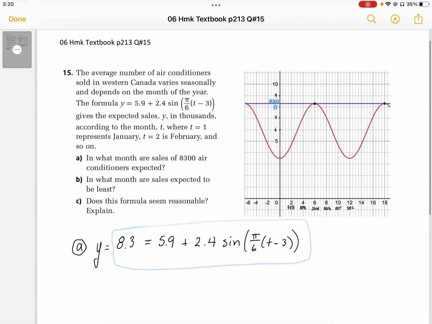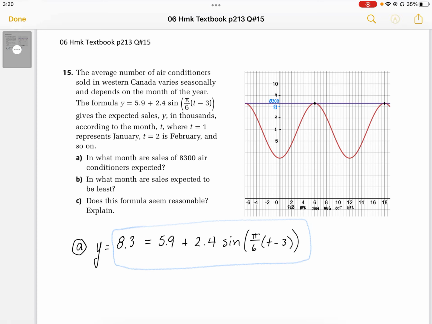Question number 15. The average number of air conditioners sold in Western Canada varies seasonally and depends on the month of year, and the formula is given as y equals 5.9 plus 2.4 sine of pi over 6 times t minus 3. So just a couple things to note here.